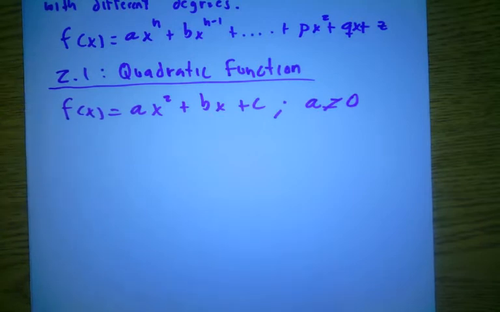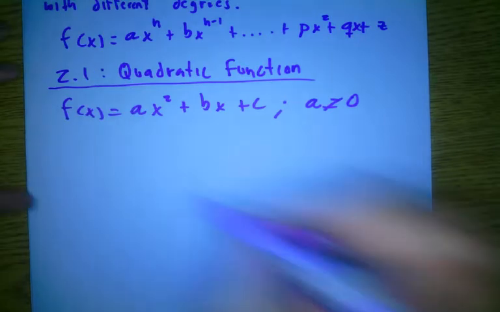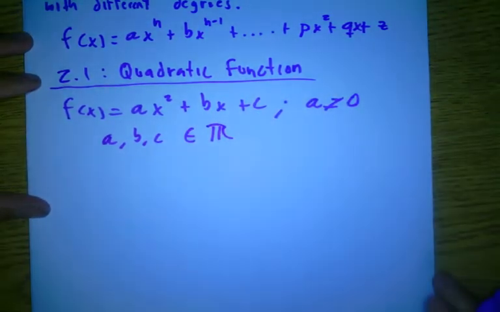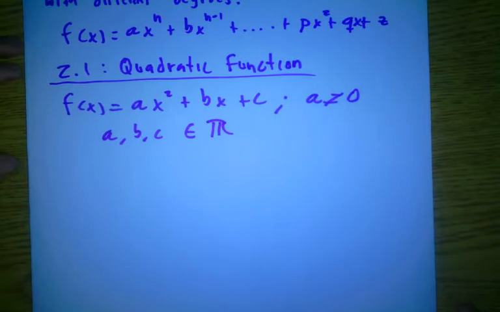Why would that need to be a requirement in order for this to be true? That a cannot equal 0. Well, if it's 0, then I would have 0x squared, which would mean, are you a quadratic? No, then you wouldn't be a quadratic, right? So it's a requirement. A has to be greater than 0, cool? Or less than 0, yes. Cool, so a, b, and c are elements of the real numbers. It could be any number. It could be a fraction, it could be an integer, it could be a decimal, it could be positive, it could be negative, as long as it's a real number.